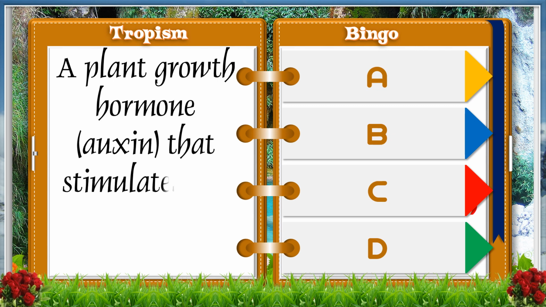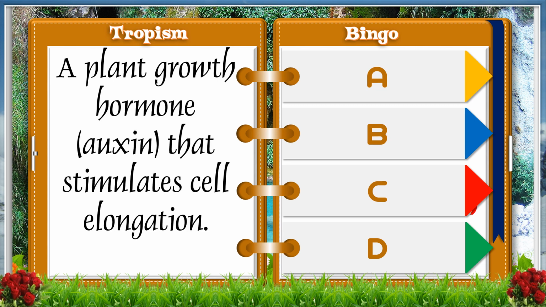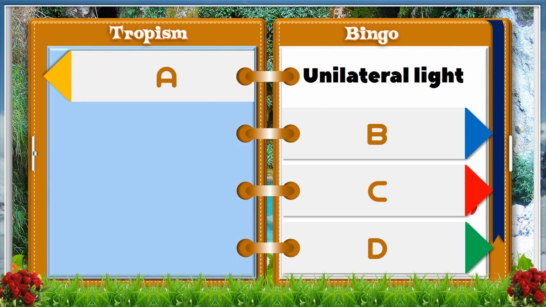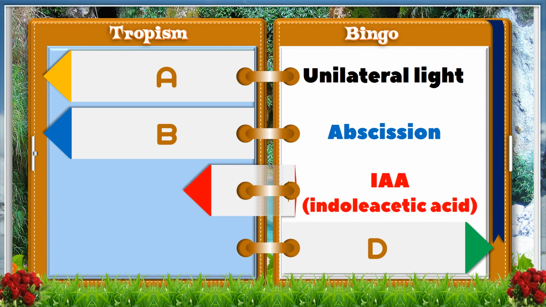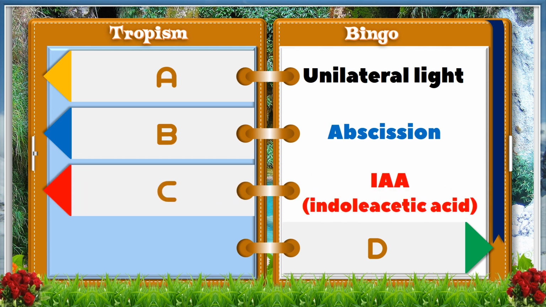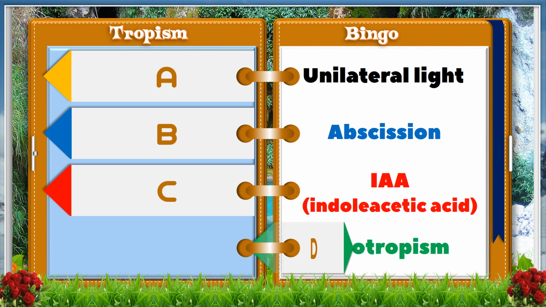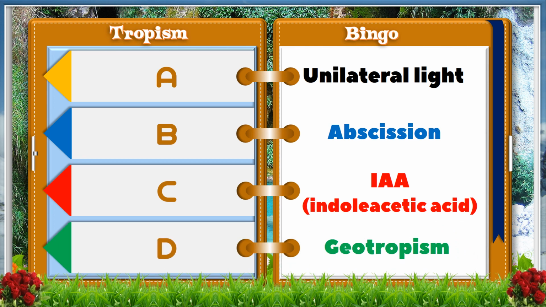A plant growth hormone, which is auxin, that stimulates cell elongation. A, unilateral light. B, abscission. C, indole acetic acid. D, geotropism. And the answer is C, indole acetic acid.